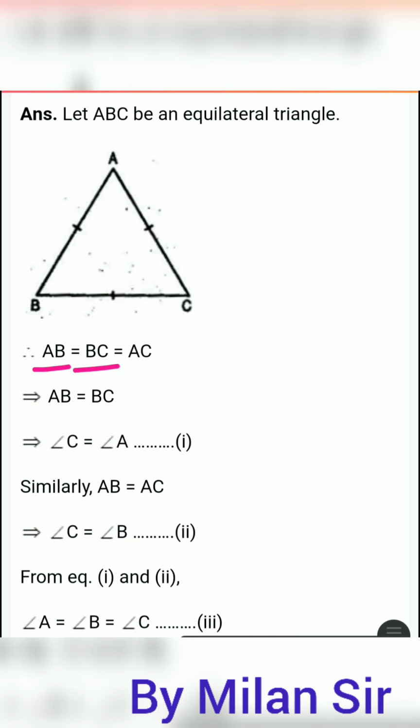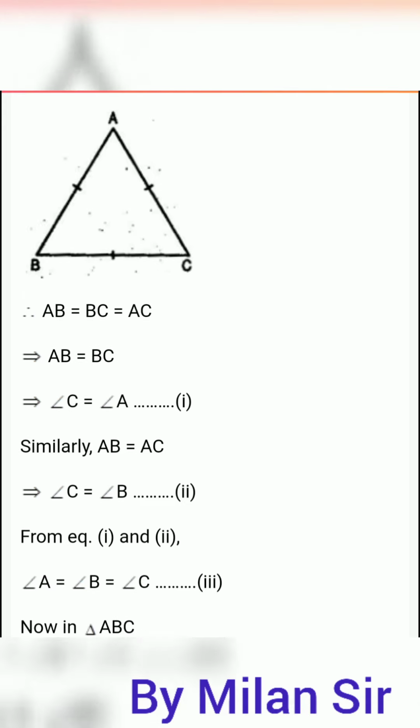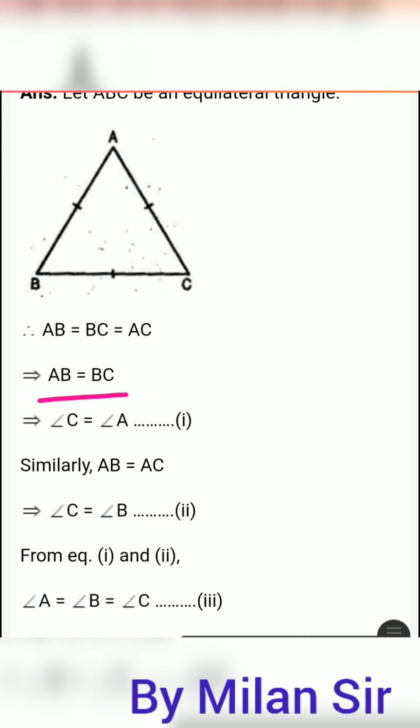So AB is equal to BC is equal to AC. First of all, consider AB is equal to BC. AB is equal to BC, so opposite angles are same. So opposite angle C is equal to the opposite angle A. So angle C is equal to angle A.